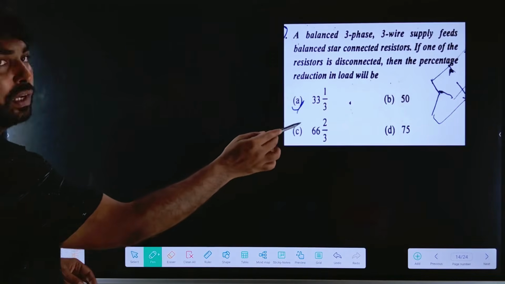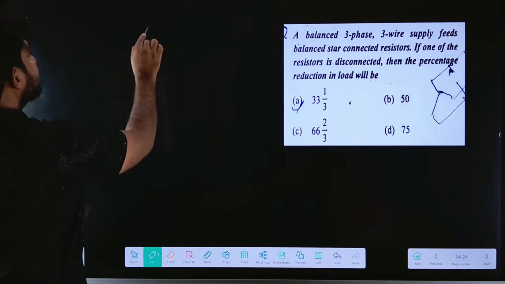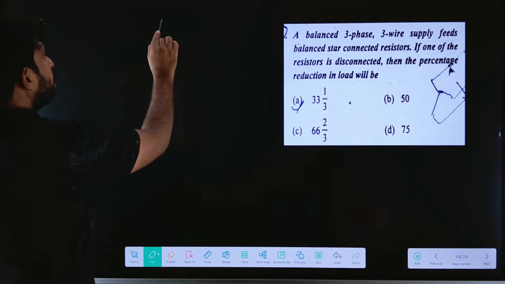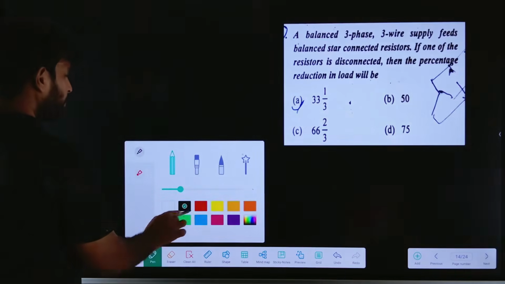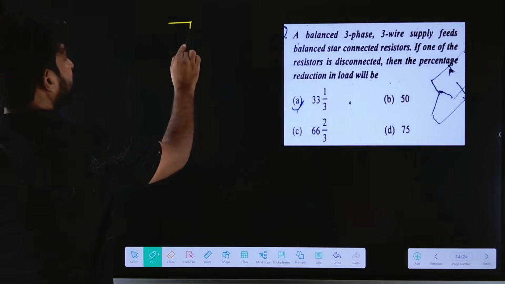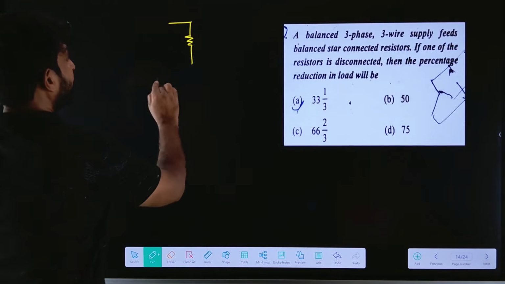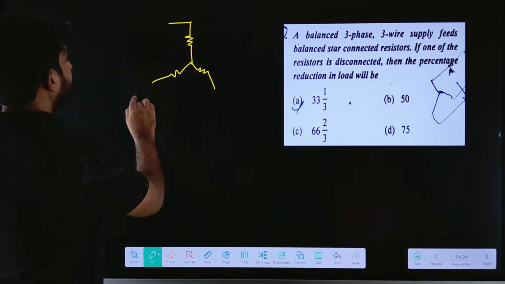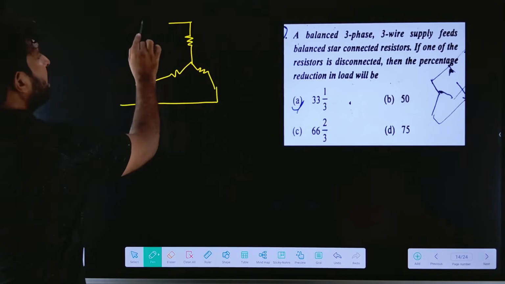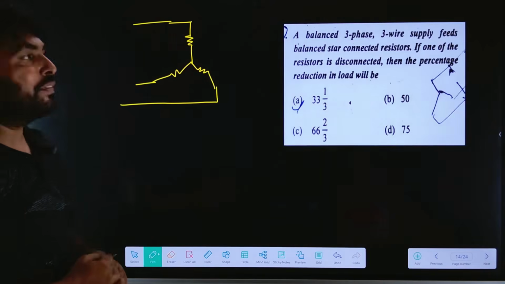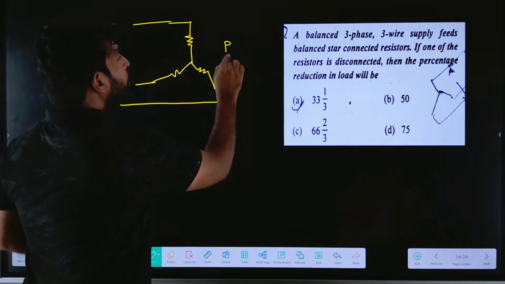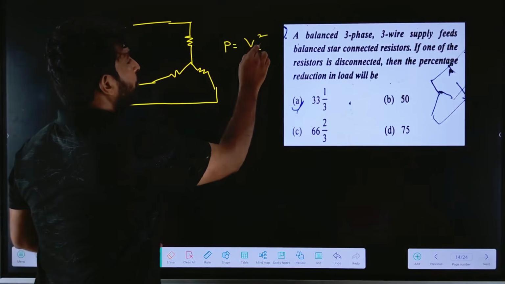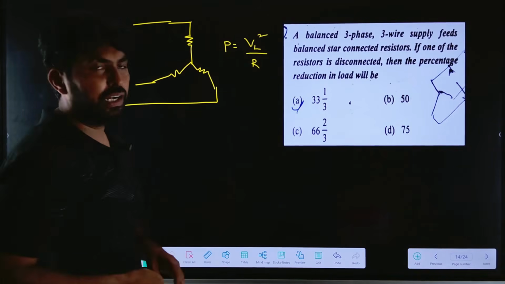Now, here the three resistances are there. As we know, if it is a star connected, what is the power here? What is the load power? So load power equals VL square divided by R. VL square divided by R.